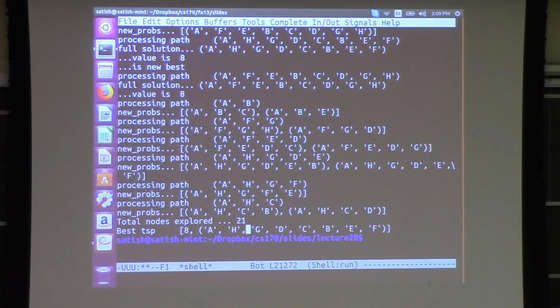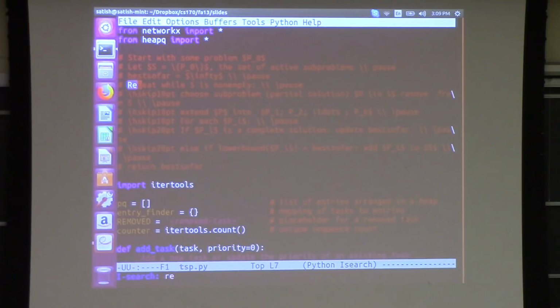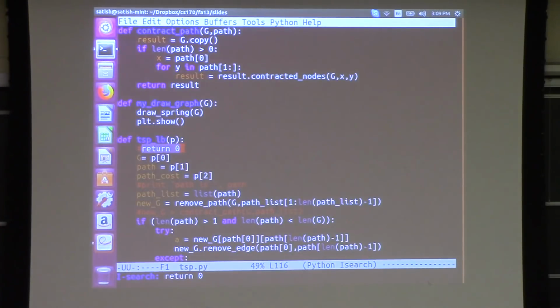And you can see it doing that. And then you can see that the total number of nodes explored is 21, okay? So now let's do something really stupid. Now it's not a very interesting lower bound. 0 is a lower bound.